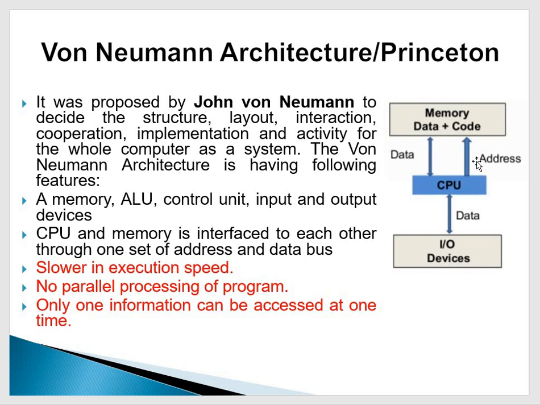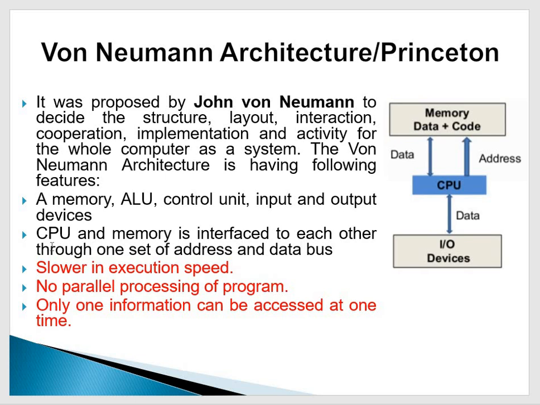So in the von Neumann architecture, only one set of address lines and one set of data lines is used to interface the memory, either code or data. Program, opcodes or data will be transferred or received by the CPU through the same set of address and data lines. This is what the von Neumann architecture is. So what are the disadvantages of this architecture? These are the disadvantages. It is slower in execution speed.